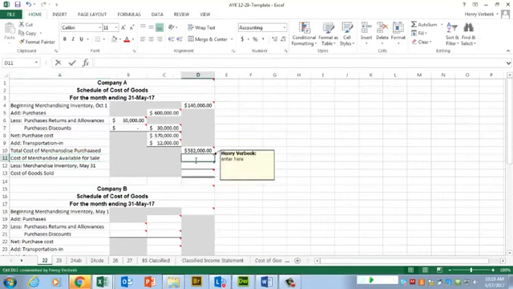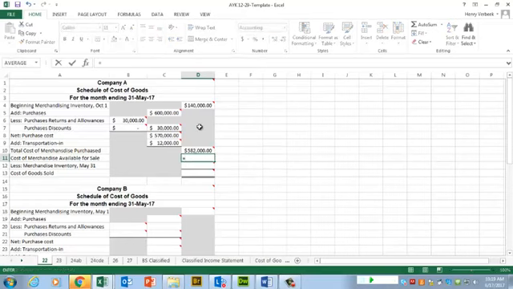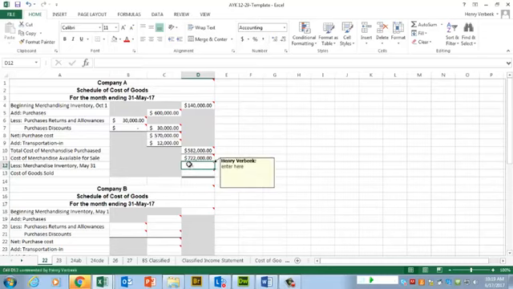So we're going to go equals this one plus this one. Then we're going to go less the merchandise at the end of the month. So we've taken a physical count at the end of the month, and we're going to say that was 120,000. That's in the book. That's the information that was given to us.